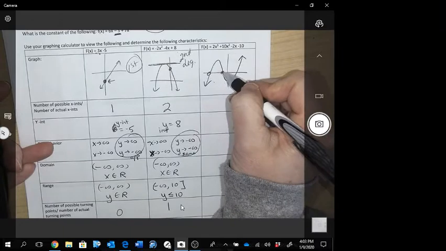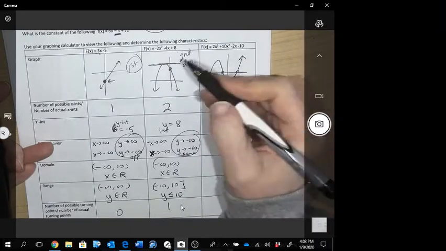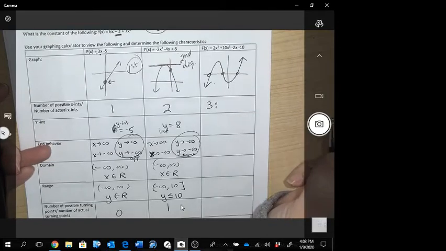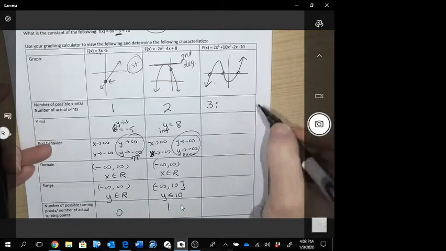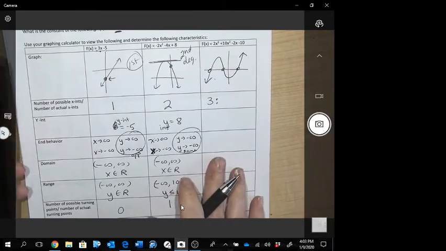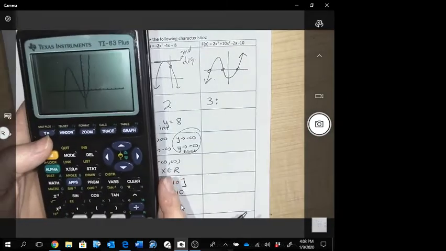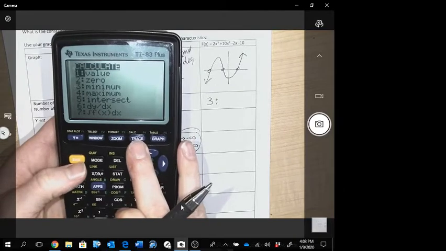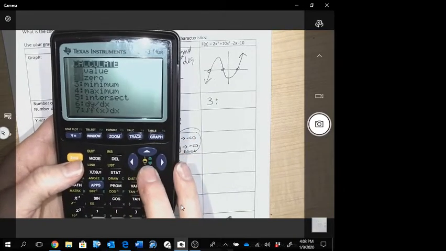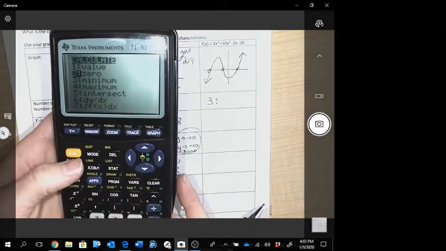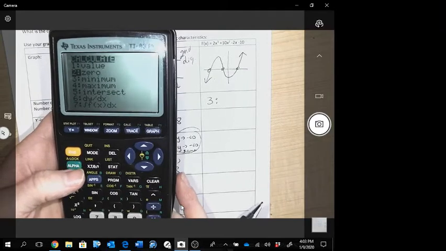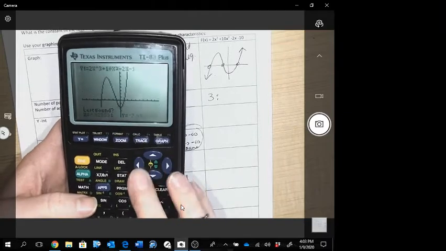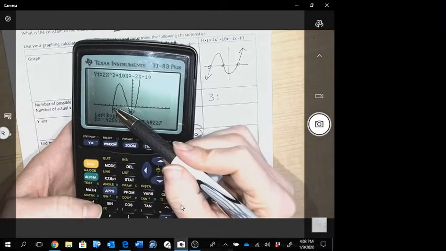X-intercepts, you have 3 of them. Okay, I'm actually going to show you how to find them now too. It doesn't ask for it, but I'm going to show you. So you're going to calculate, so push that second function trace, and this time you're going to calculate a 0. A 0 is where a root is, x-intercept, all those words mean the same thing. Okay, so I'm going to go find this one over here.